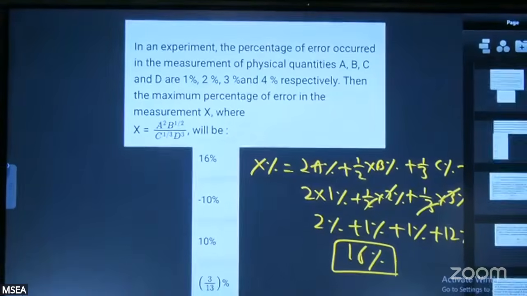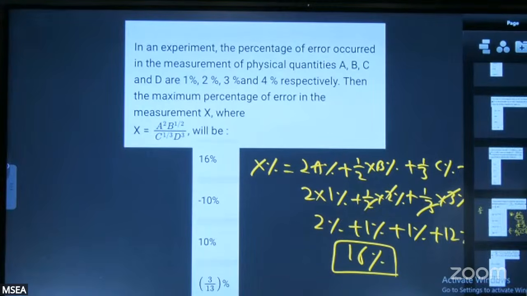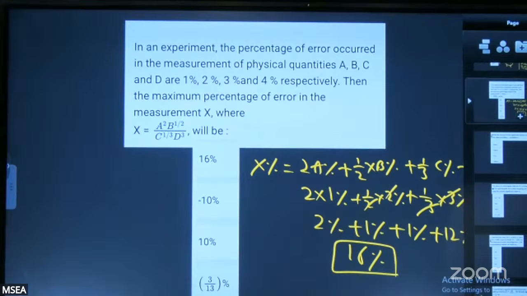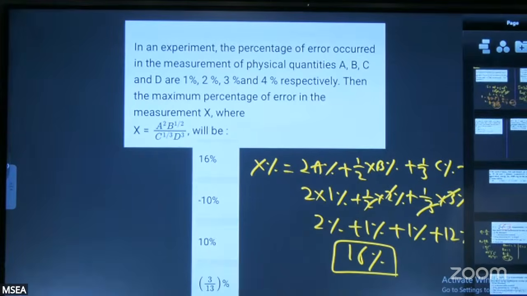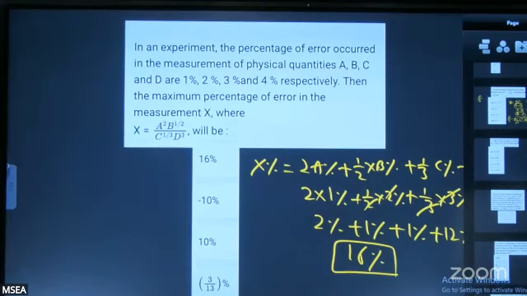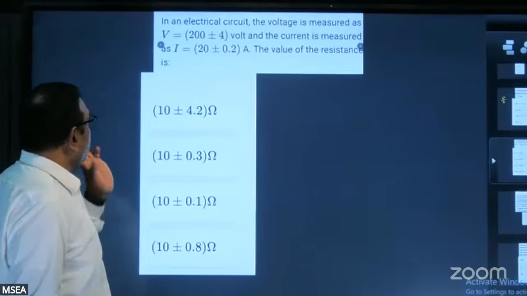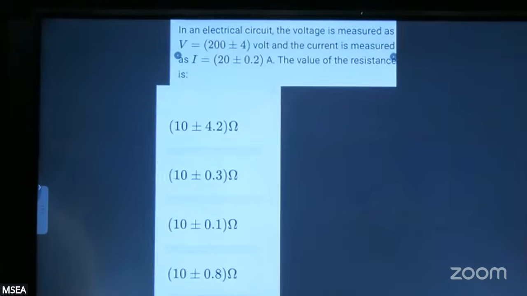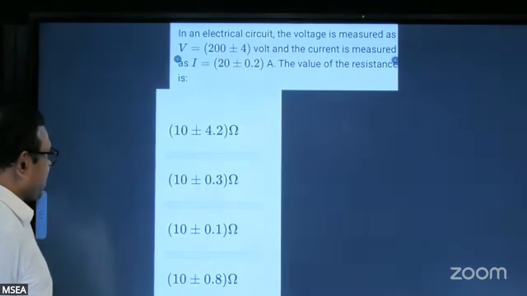Yes, another point we can take. Yes, we go to one question. Let us take how to do this type of questions. In an electrical circuit, the voltage is measured as 200 plus or minus 4 and the current is measured as this one, find the value of resistance.